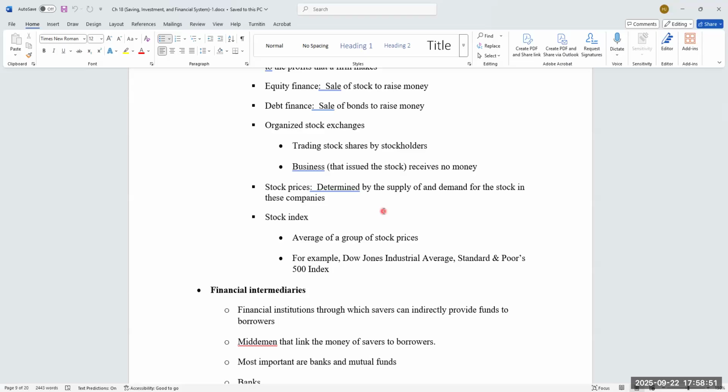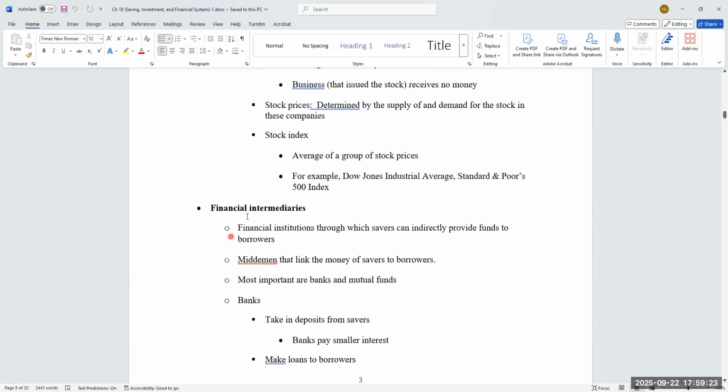Stock index, what is that? I don't know if you've heard of the Standard and Poor's 500 or the Dow Jones Industrial Average, sometimes called the Dow Jones 30. It's basically a measure of the performance of the top 500 companies for Standard and Poor's, and the Dow Jones is basically the top 30 companies.